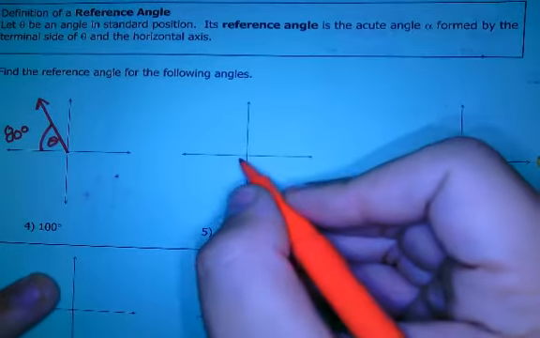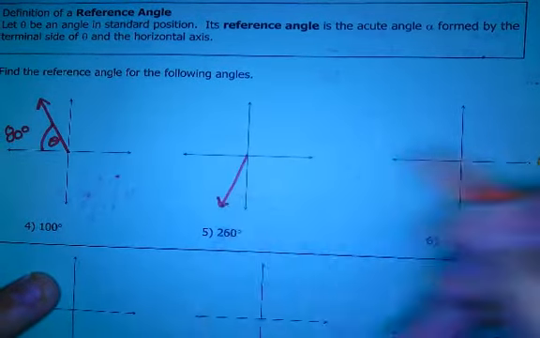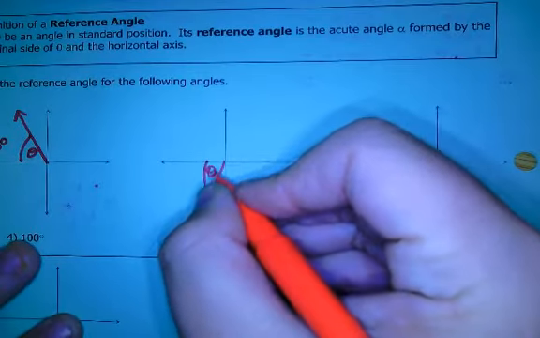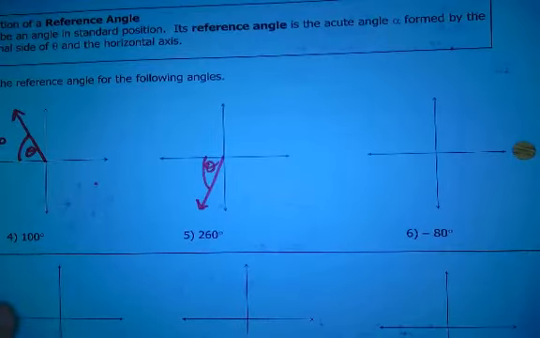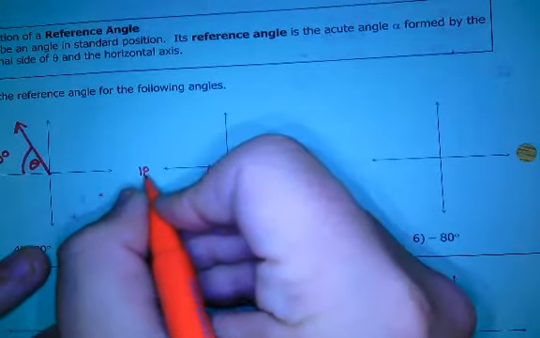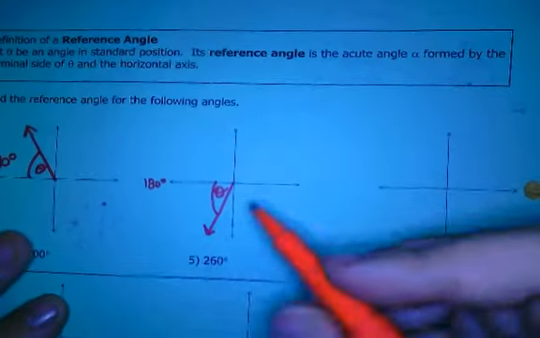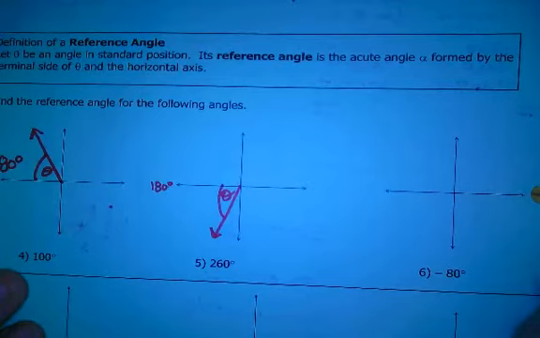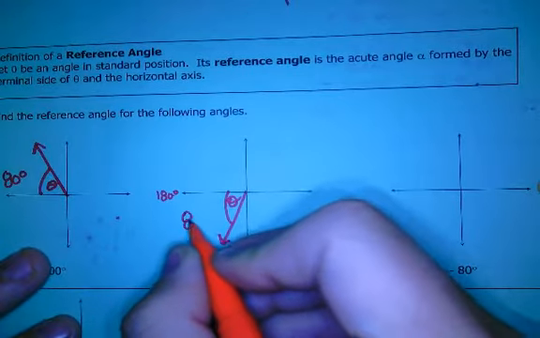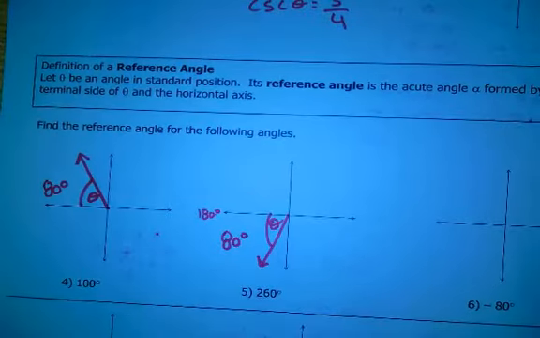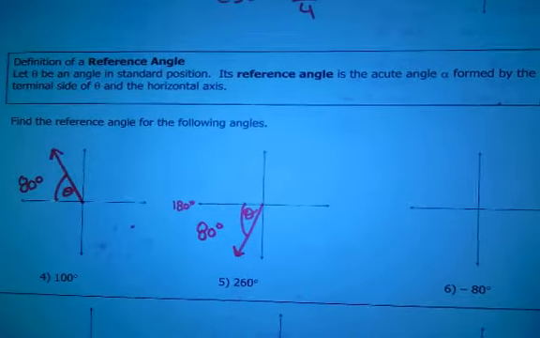So if we have 260, 260 is somewhere down here. So we have to figure out what this theta value is right there. Well, this helps out. If I know this is 180, how far away is 180 and 260? This is 80 degrees. So these have the same reference angles. They're just in different quadrants. Okay?